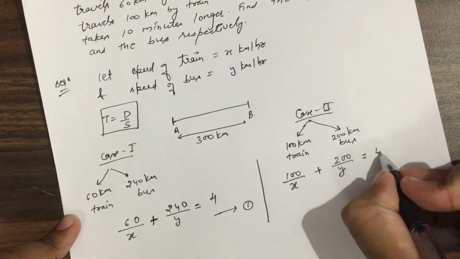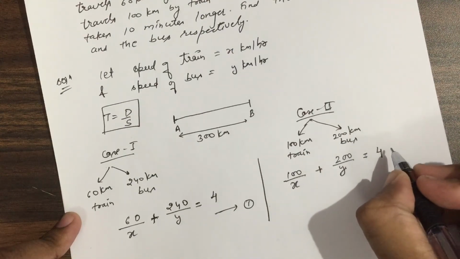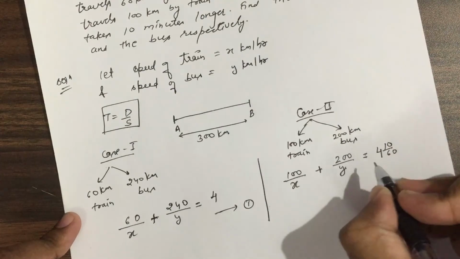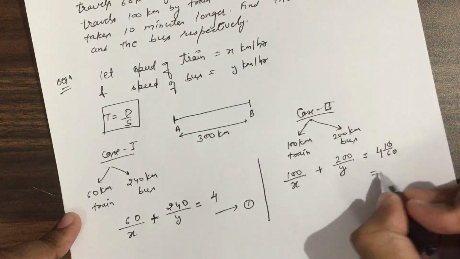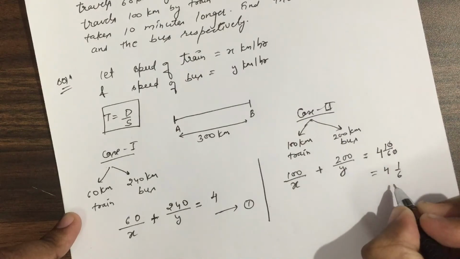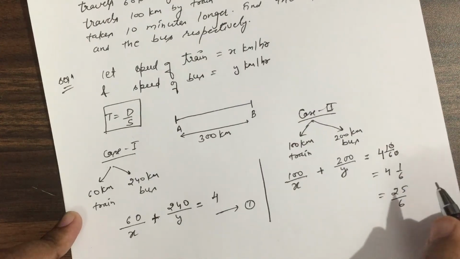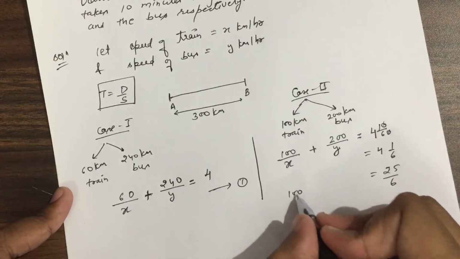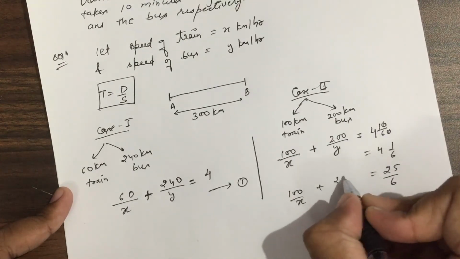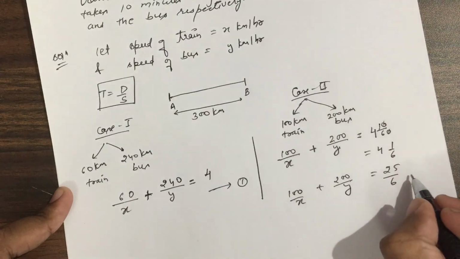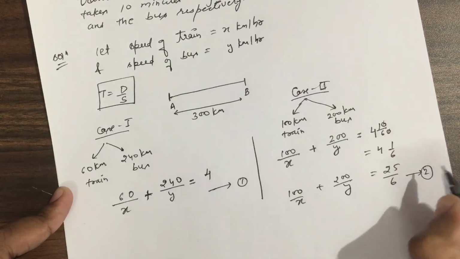Means 4 hours plus 10 minutes. 10 minutes converted into hours means 10 by 60. The zeros will cancel. This will give you 4 1 by 6. It will give you 25 by 6. So it will give 100 upon x plus 200 upon y equal to 25 upon 6. Mark it as equation 2.